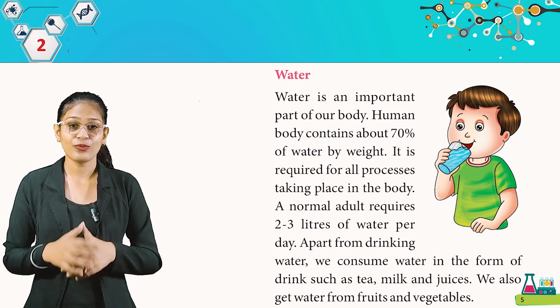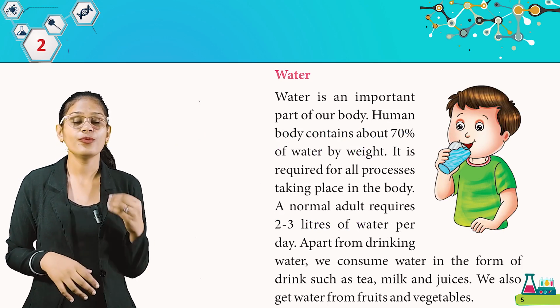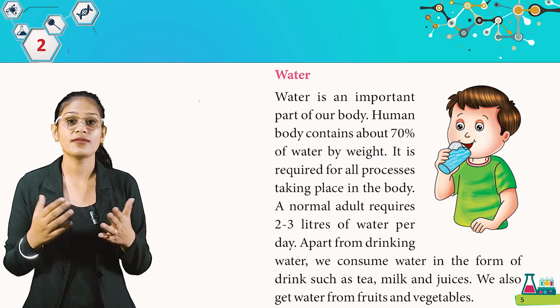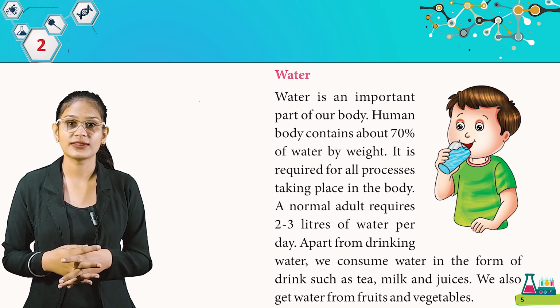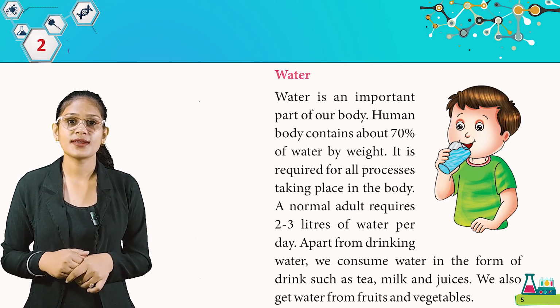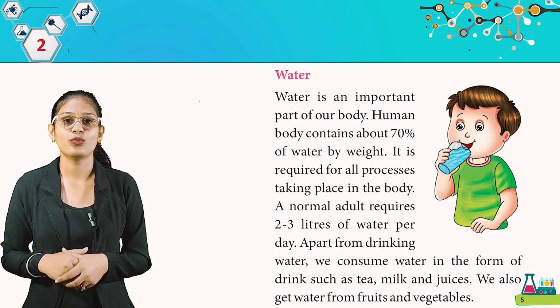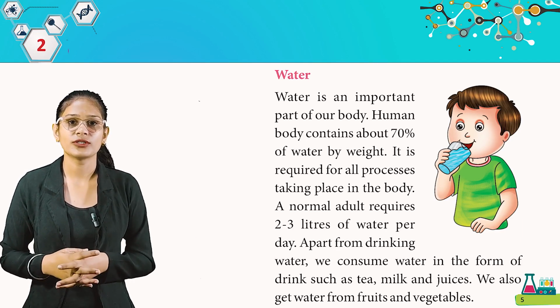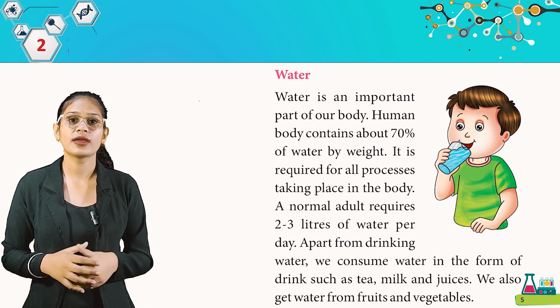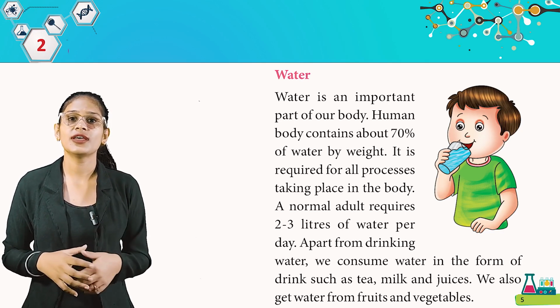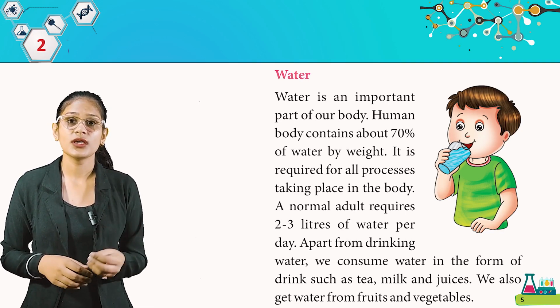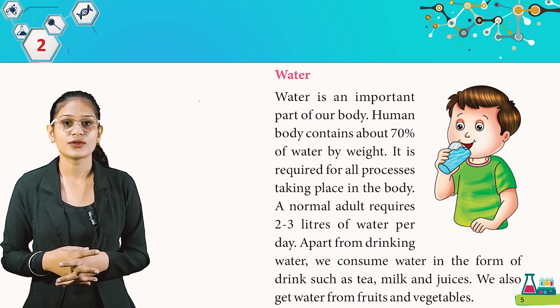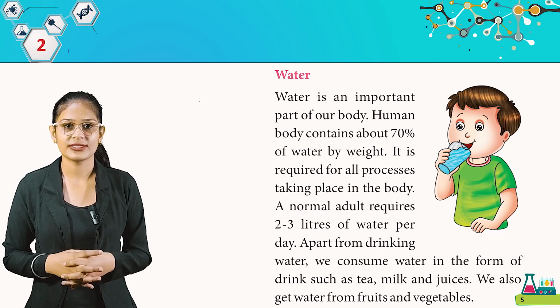Water is an important part of our body. Human body contains about 70% of water by weight. It is required for all processes taking place in the body. A normal adult requires 2 to 3 liters of water per day. Apart from drinking water, we consume water in the form of drinks such as tea, milk and juices. We also get water from fruits and vegetables.